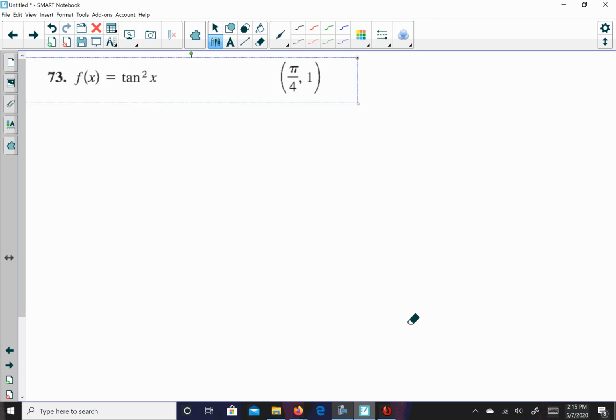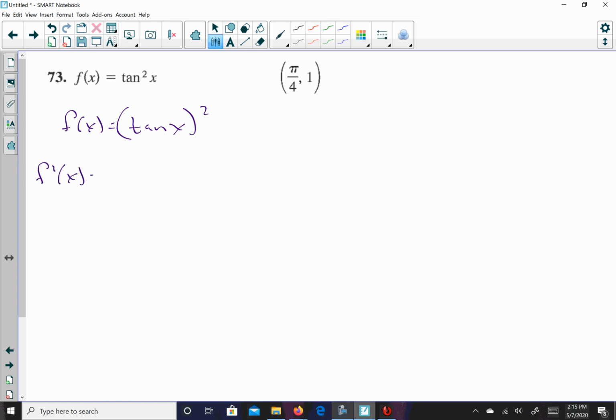Moving on to the next one, I have the same thing. I have the tangent squared, and I'm going to think of this as the tangent of x, that whole thing squared. So my outermost function is something being squared. My innermost function is taking the tangent of something. So same directions as before. When I go to take the derivative, I'm going to have 2 times the tangent of x, reduce the power by 1, so it'd be 1, times the derivative of tangent of x, which is secant squared x.